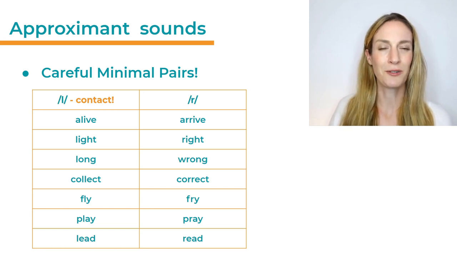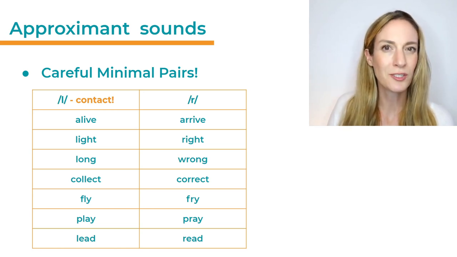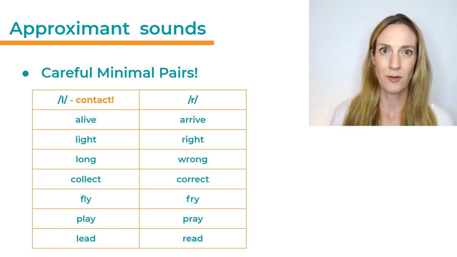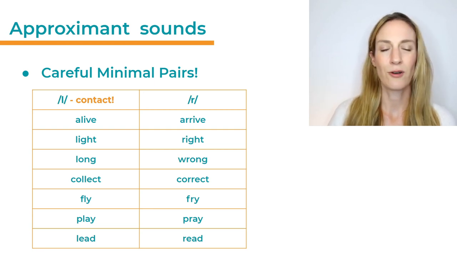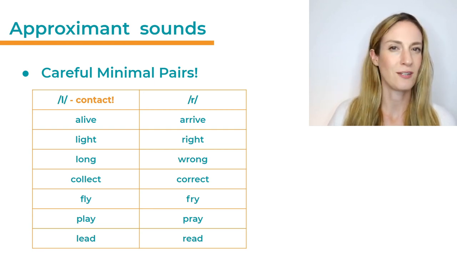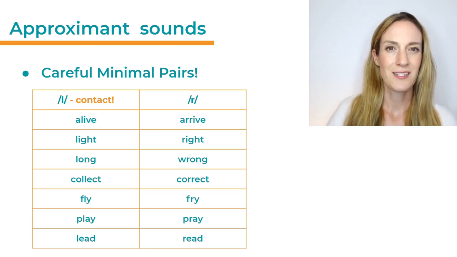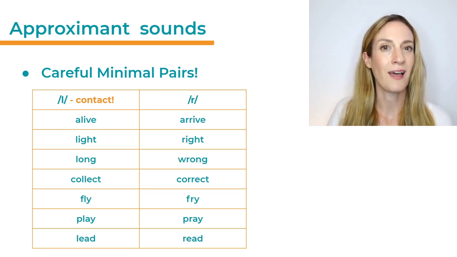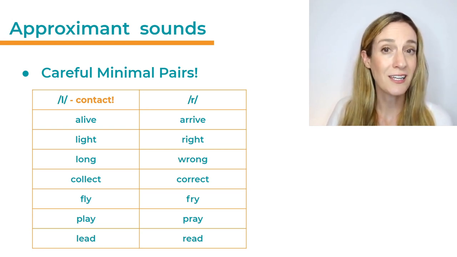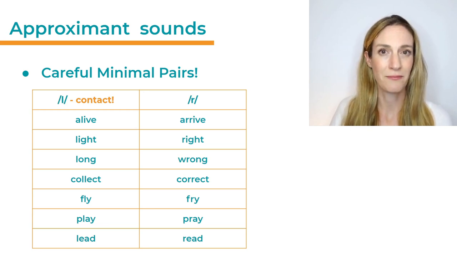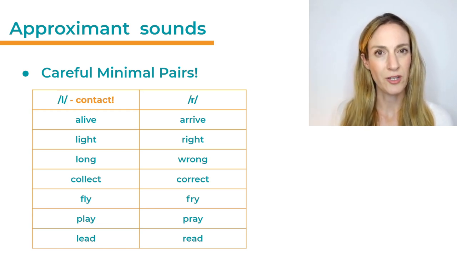L, remember the first column, all these words have an L and there's contact. And then R, contactless. No touching of the tip of the tongue here. So I will say them out loud and I want you to listen carefully and then repeat them after me. I will always start with the first column first.